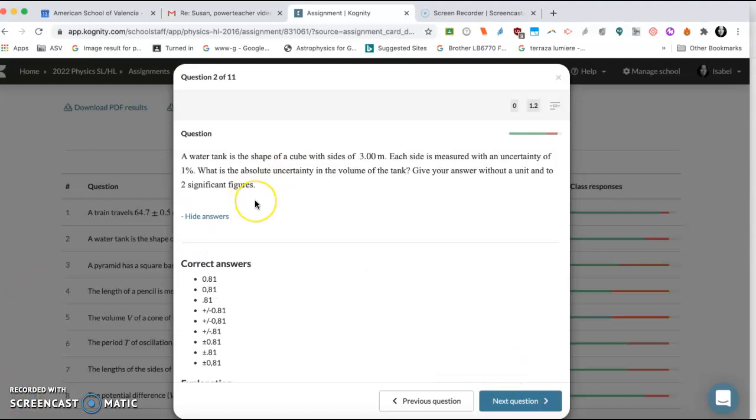This question is either a power or you can treat it as a simple multiplication. A water tank is in the shape of a cube. What is the absolute uncertainty in the volume of a tank? You can either treat it as a multiplication, which would be length of side, 3 meters, times length of side, times length of side, or you can treat it as a cube calculation. Volume equals the length cubed.